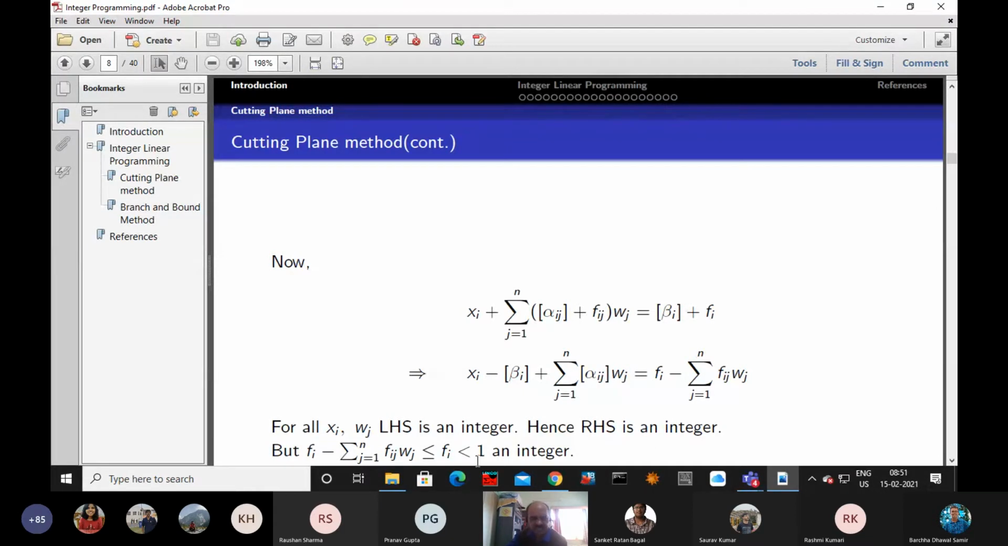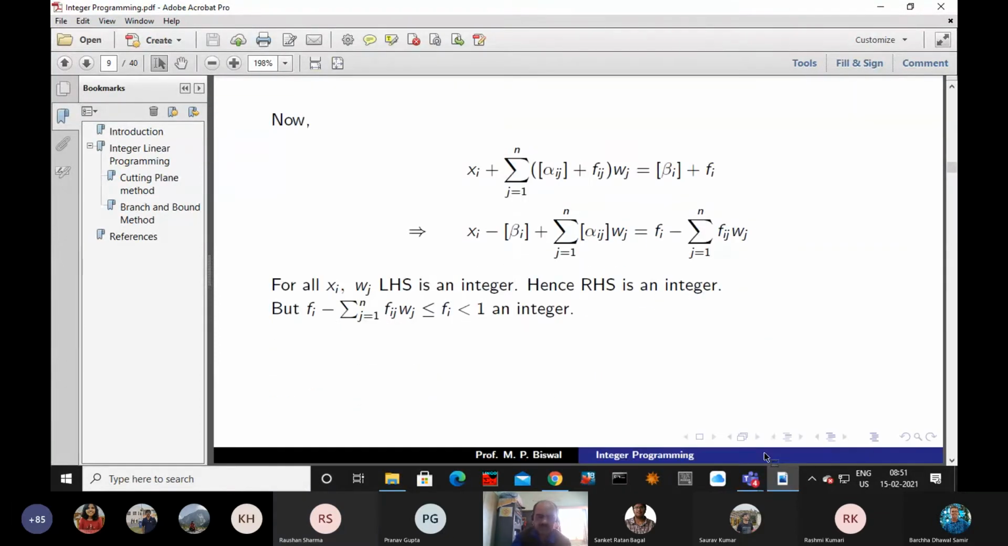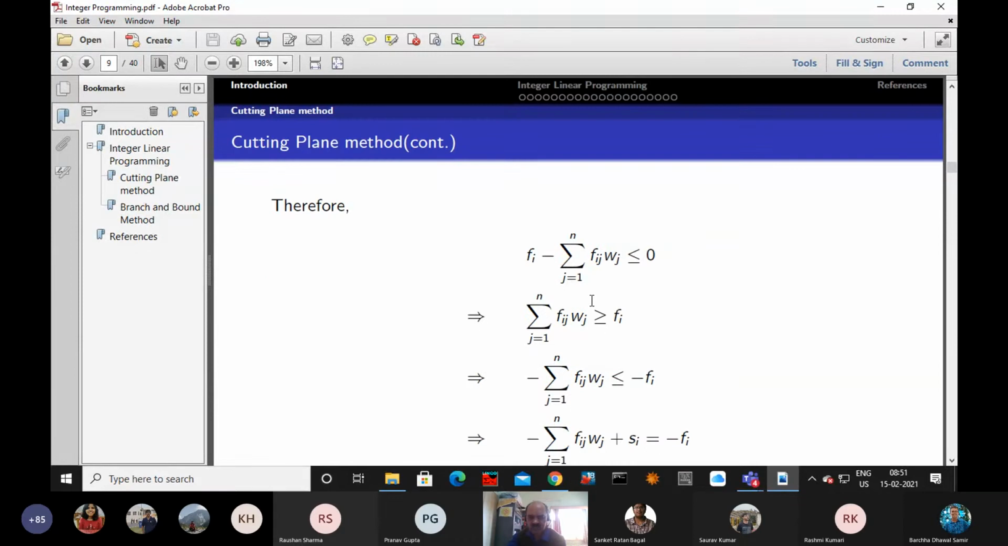And this fi, since it is fractional, is less than 1. Okay, fi less than 1, and this quantity happens to be an integer. Less than 1 and an integer. Then what value will we take? What is the conclusion? It has to be either 0, minus 1, minus 2, etc. So we'll say this is less than or equal to 0. Okay, that's all. So what is the conclusion? fi minus summation over j varies from 1 to n, fij wj is less than or equal to 0. Either 0 or negative, so we'll say less than or equal to 0.